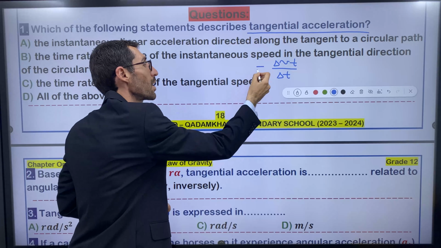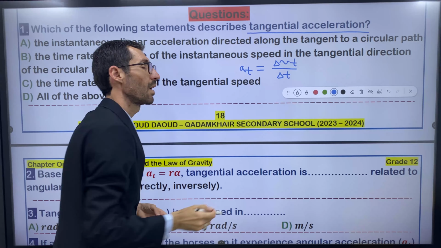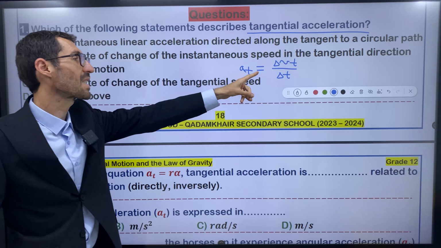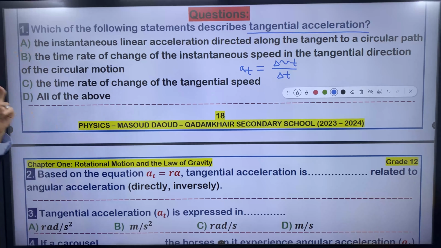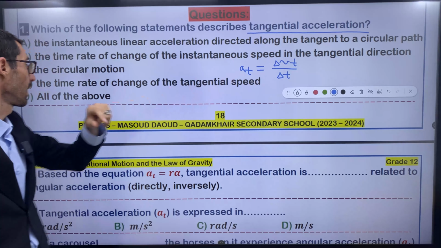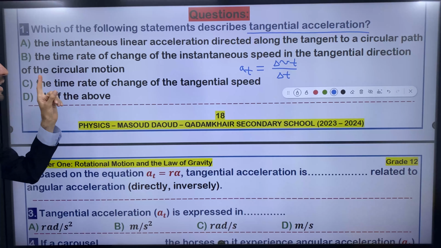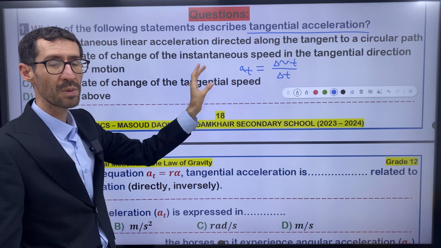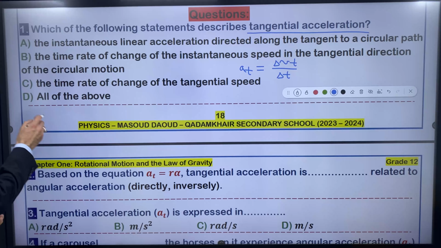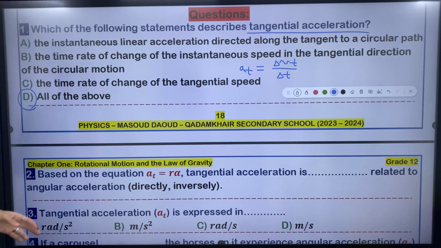It's true, yeah? So it defines the tangential acceleration based on this rule. You can take out the definition from the rule: the time rate of change of tangential speed. So it mentions the rule directly. That's why all of the options are true. Let's move on to another question, question number 2.